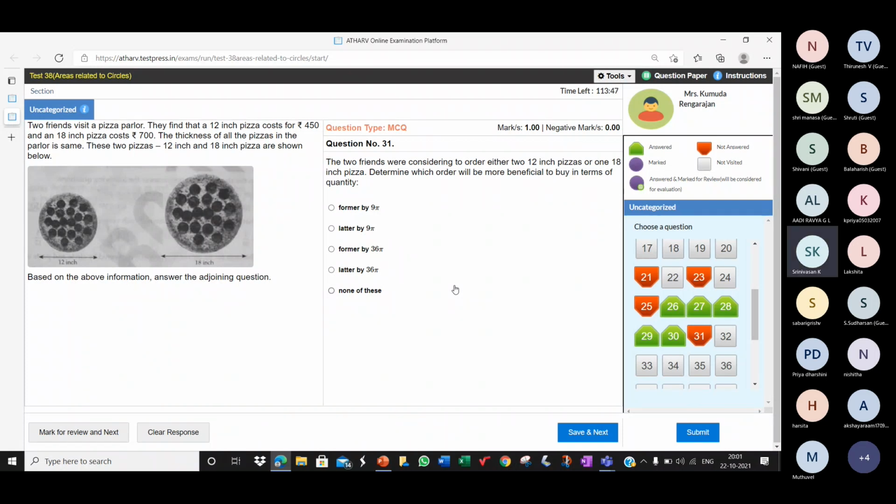Okay, fine. I'll keep your answer in mind, but let's wait for the others also to work and share their answers. Former is the first one, latter is the second one. Here they are telling which will give them more area. Yeah, correct. Only then more quantity, no? More area, more quantity.